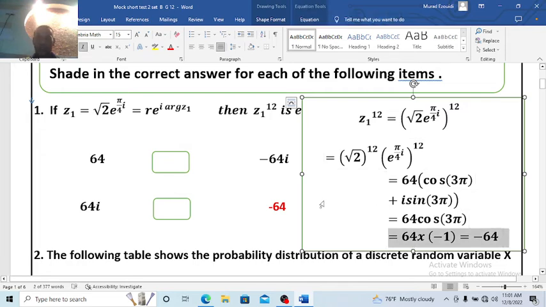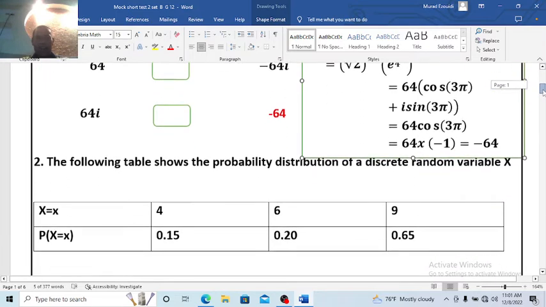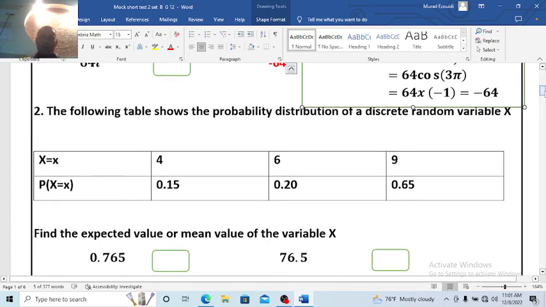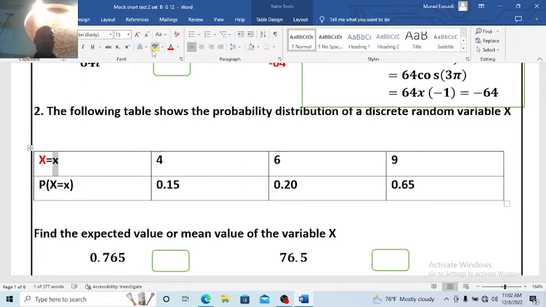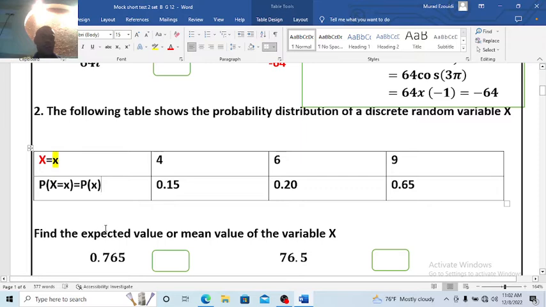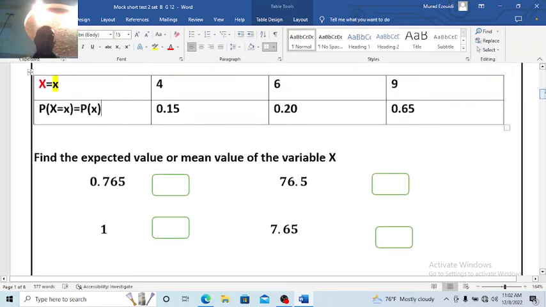Now we move to the second question. I will paste, copy. The second question, my learners, is that the following table shows the probability distribution of a discrete random variable x. Here x equals small x. X is the discrete random variable, and the small x is in fact the particular value. And P of x equals small x can also be said as the probability of the particular value small x. Okay, now the question is: find the expected value of the variable x.